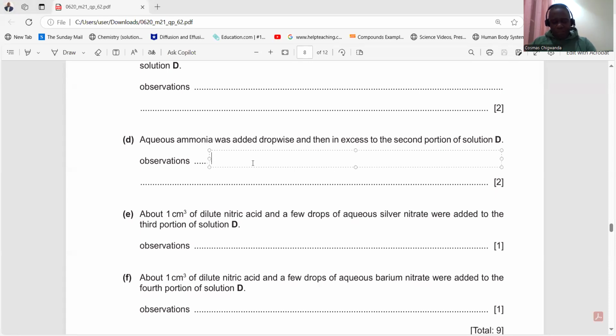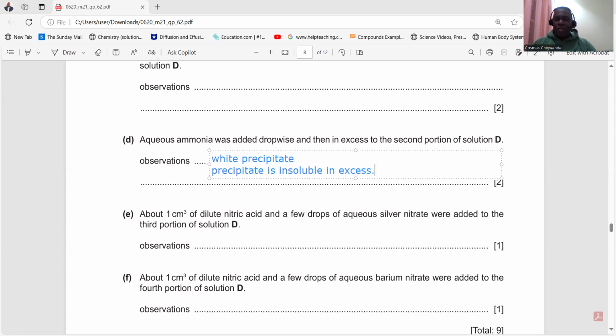In what sense? First of all, our answers are the same, okay? We have white precipitate. So initially, white precipitate with sodium hydroxide, white precipitate with ammonia. But now, with ammonia, the precipitate is insoluble in excess. Now, do you see the difference? With sodium hydroxide, it was soluble, but with ammonia, the white precipitate formed here is insoluble in excess.